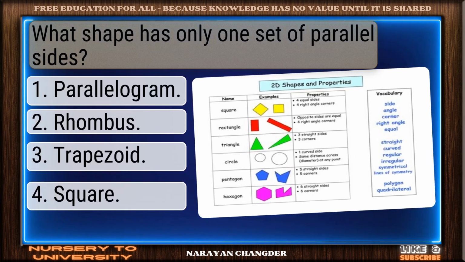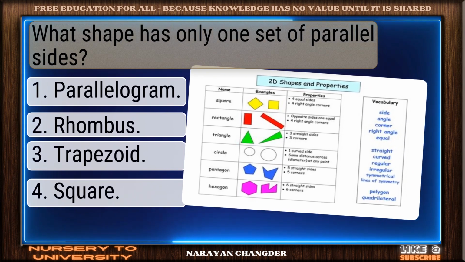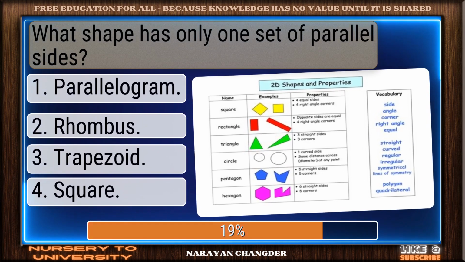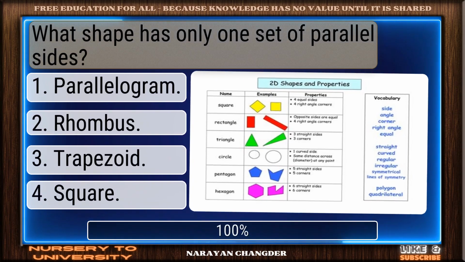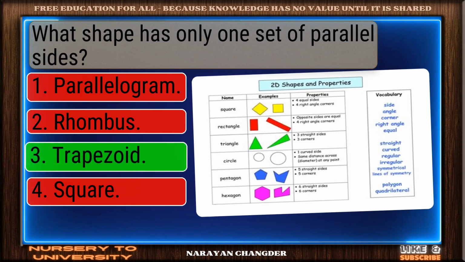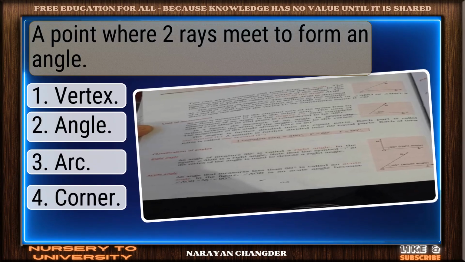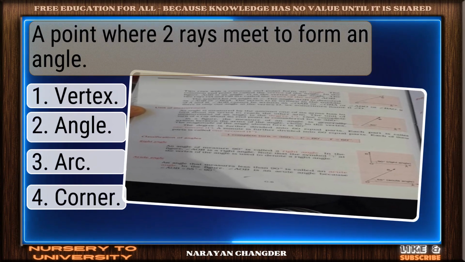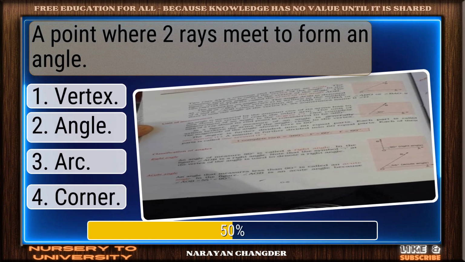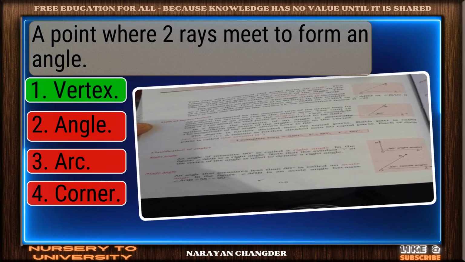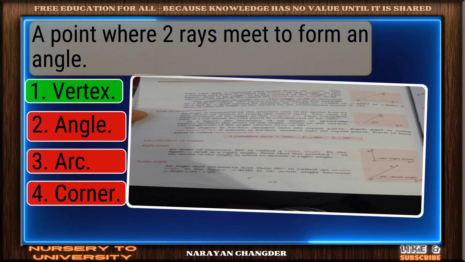Question number 63. What shape has only one set of parallel sides? Right again. Trapezoid is a valid answer. Question number 64. A point where two rays meet to form an angle. Strong choice. Vertex is the right answer.